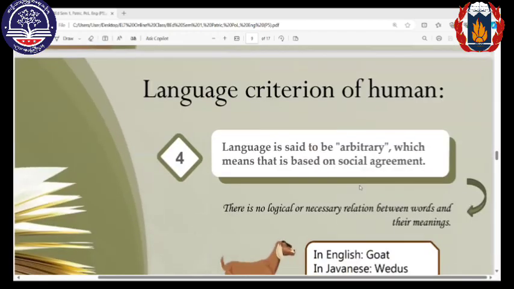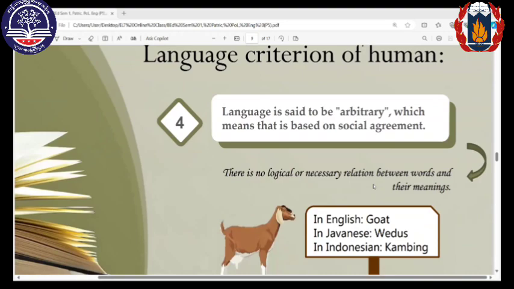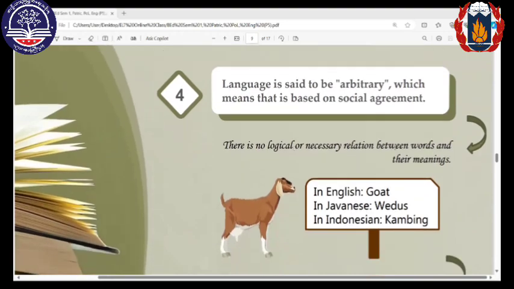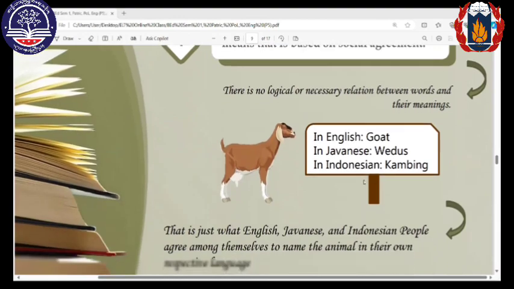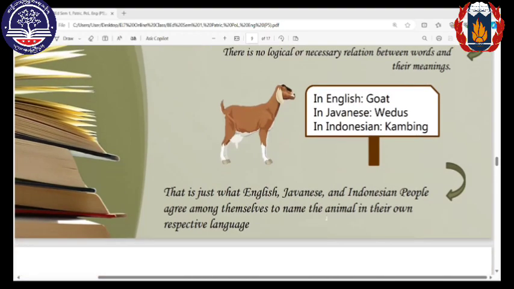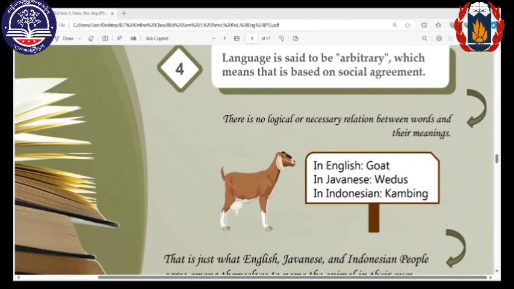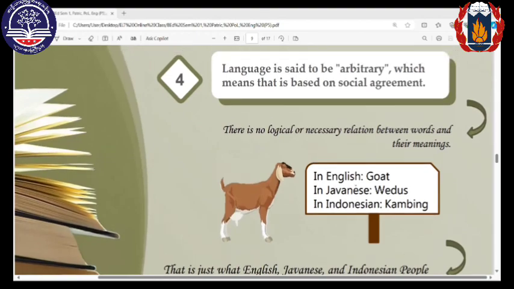The next characteristic is arbitrary. We have words and meanings and also a logical relationship, an exact relationship. In English you say goat, Japanese, Indonesian, other languages have other words for goat. I mean, the object is a goat, but the description here differs. Arbitrary, so that we did it that way.